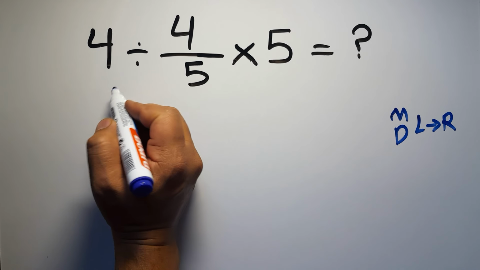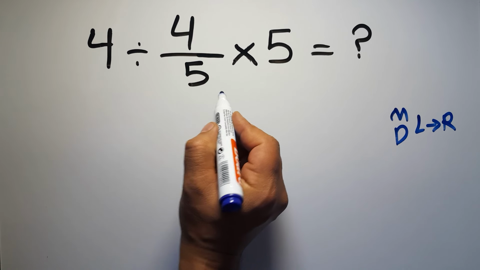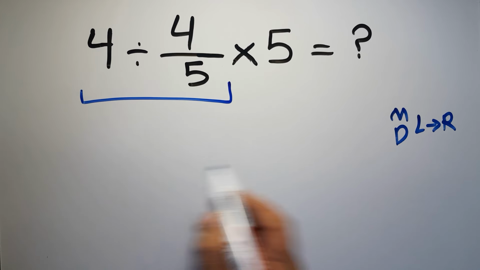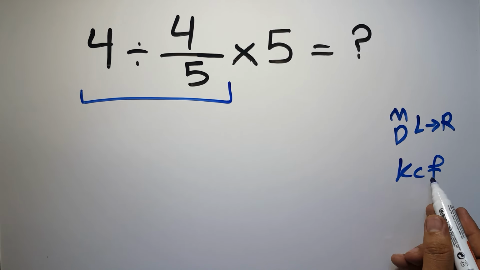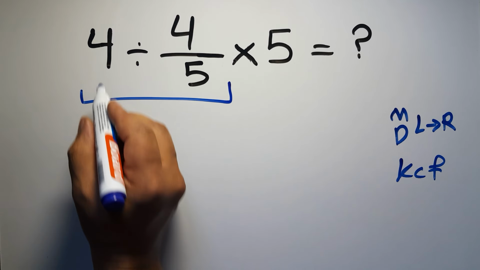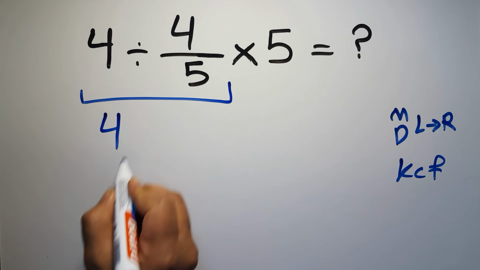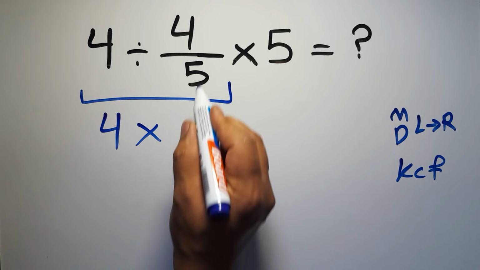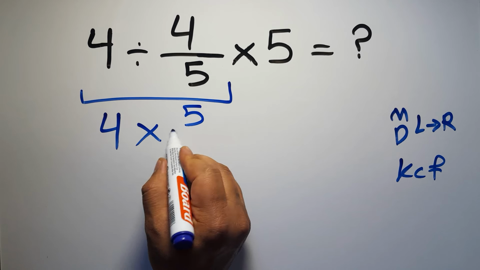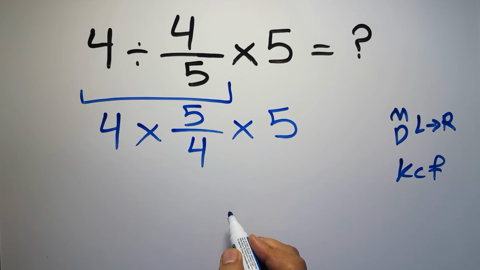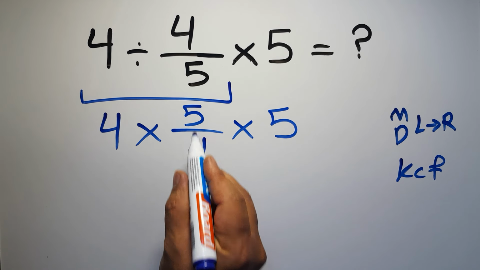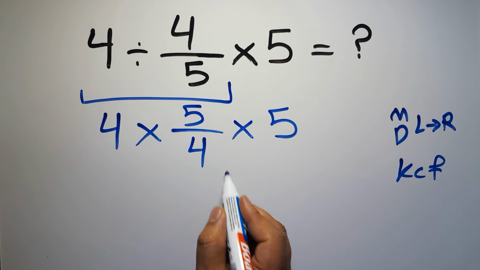So first we have to do this division. 4 divided by 4 over 5. According to the KCF rule, K stands for keep, C stands for change, and F stands for flip. We can write keep the first fraction, change division to multiplication, and flip the second fraction. Then times 5. Okay? 4 times 5 over 4, then times 5.